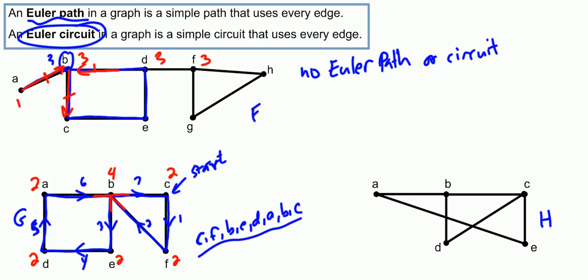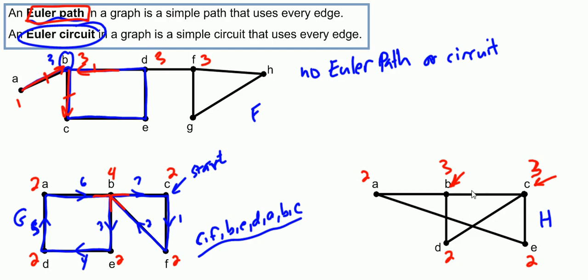Okay, but let's look at this graph H over here, and let's observe the degrees here: 2, 3, 3, 2, and 2. Okay, we don't have all even degrees, so you could get stuck at B and you could get stuck at C. Right? That means that one of the times you'll be able to come in without going out, or you'll go out without being able to come back in.